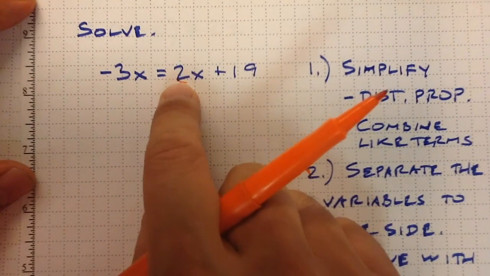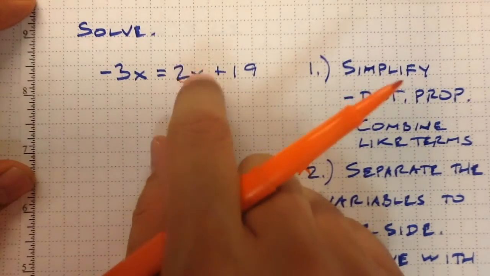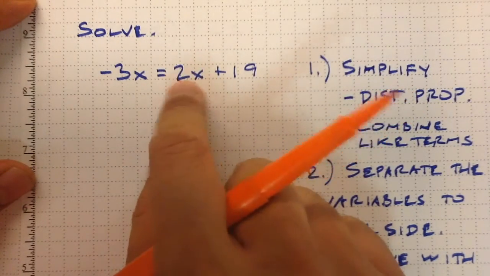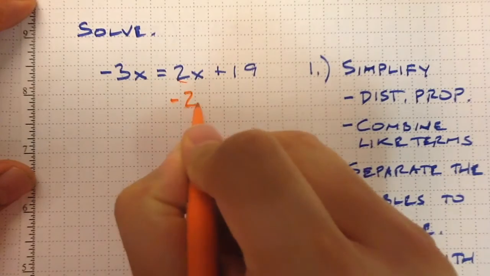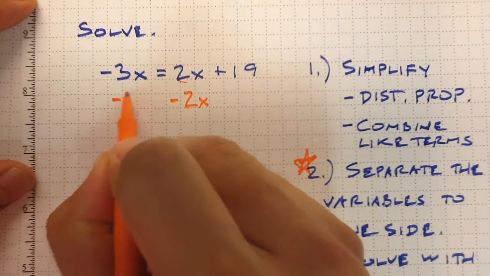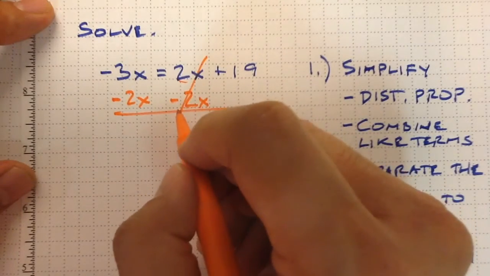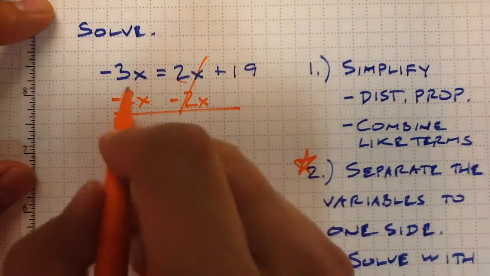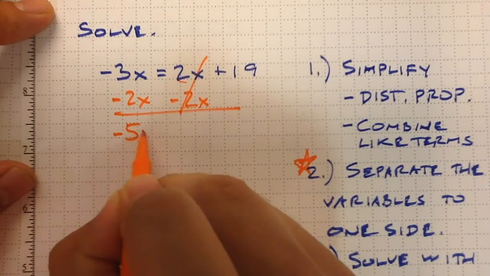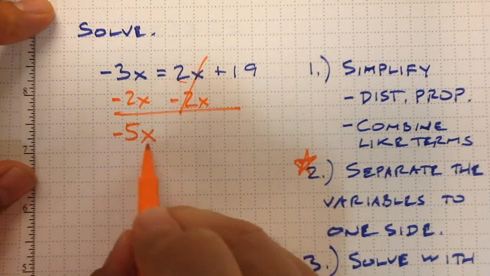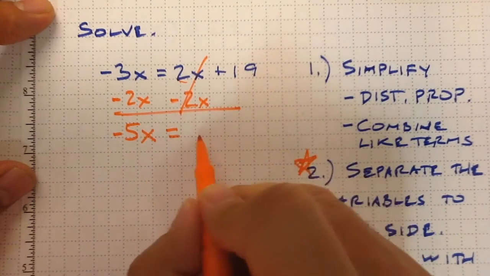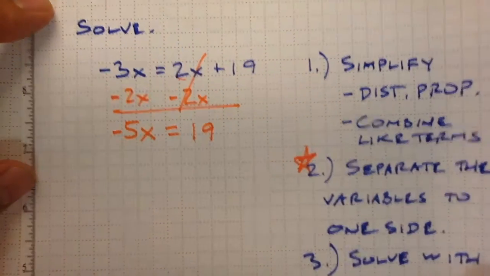Okay, now, remember, you're not trying to just get rid of the 2 here. We're trying to get rid of the entire 2x. So they've added 2x. We're going to do its opposite. Subtract 2x, subtract 2x. Okay, these will cancel out. And we accomplished what I wanted in step 2, which is now I've got all the variables separated to one side. I've got negative 5x on the left side equals 19 on the right side.